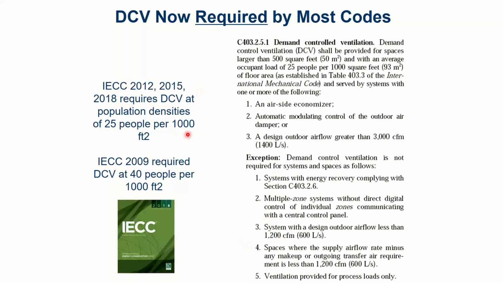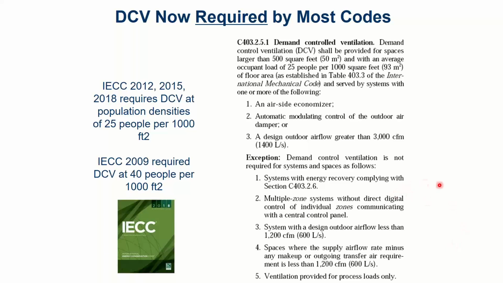On the current codes, if you have an occupant density ratio of more than 25 people for every 1,000 square feet, you're required to do demand control ventilation. This has been in the code for 10 years now, and the ASHRAE standard longer than that even. There are some exceptions to that, right? There's some spaces down there. If you got some really small spaces, okay, you don't have to do it.